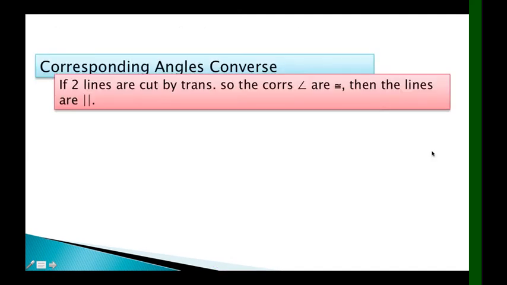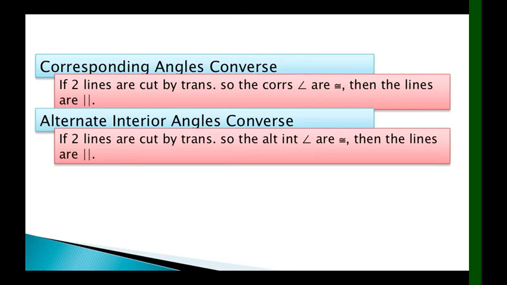Corresponding angles converse: if two lines are cut by a transversal so that the corresponding angles are congruent, then the lines are parallel. Alternate interior angles converse: if two lines are cut by a transversal so that the alternate interior angles are congruent, then the lines are parallel. So as long as the two lines are cut by a transversal and their corresponding angles are equal, we can say that the two lines are parallel.